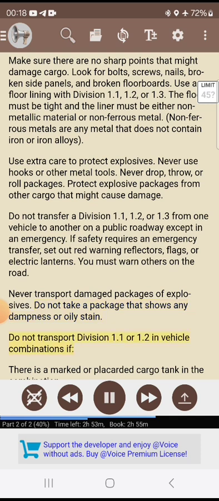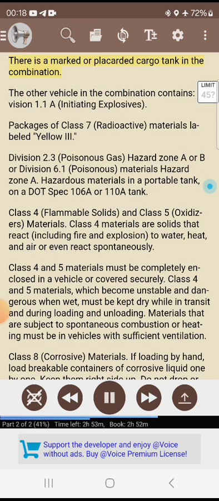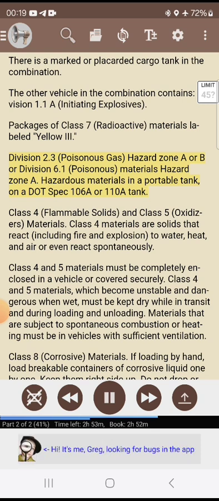Do not transport Division 1.1 or 1.2 in vehicle combinations if there is a marked or placarded cargo tank in the combination. The other vehicle in the combination contains Division 1.1A initiating explosives. Packages of Class 7 radioactive materials labeled Yellow 3. Division 2.3 poisonous gas hazard zone A or B or Division 6.1 poisonous materials hazard zone A hazardous materials in a portable tank on a spec 106A or 110A tank.